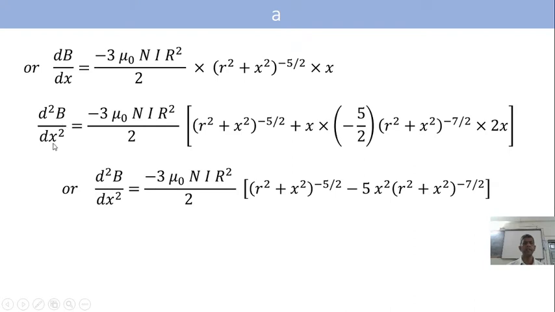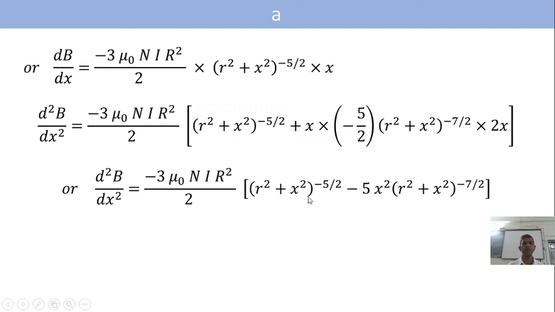d²B/dx² = −3μ₀NIr²/2 × [(r² + x²)^(−5/2) − x·(5/2)(2x)... ] — on differentiation, (r² + x²)^(−5/2) plus x times (−5/2) into (r² + x²)^(−7/2) into 2x. Here, −3μ₀NIr²/2 is common.